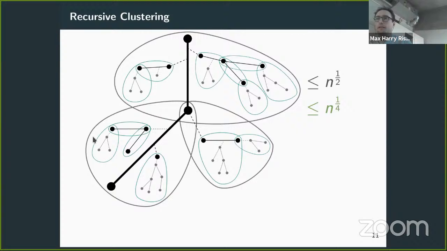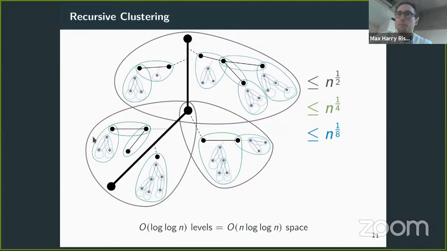Of course, now the cluster size is smaller. Now it's the fourth root of n. And we keep doing this recursively until we reach a constant cluster size. And that's the data structure. Oh, sorry. Yes, of course, we can recursively cluster, keep doing this log n times until we reach a constant cluster size. So it ends up taking O of n log n space.